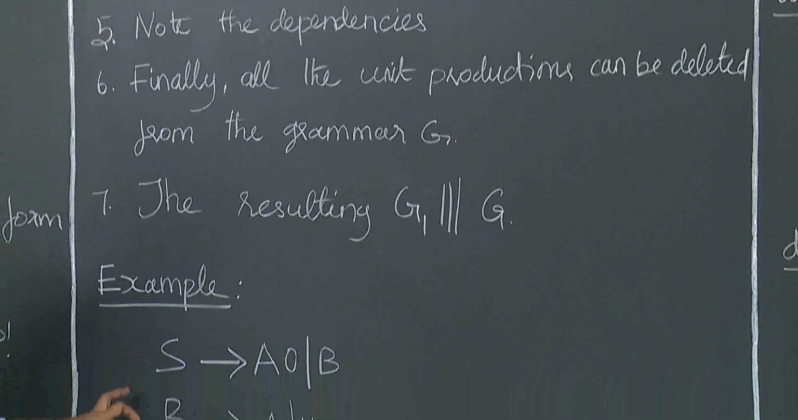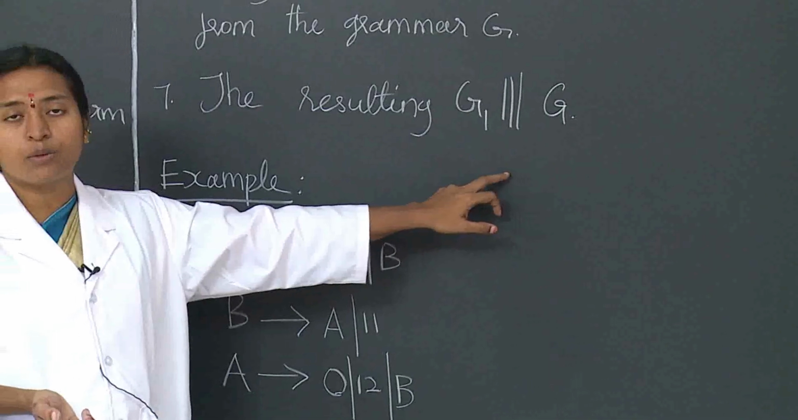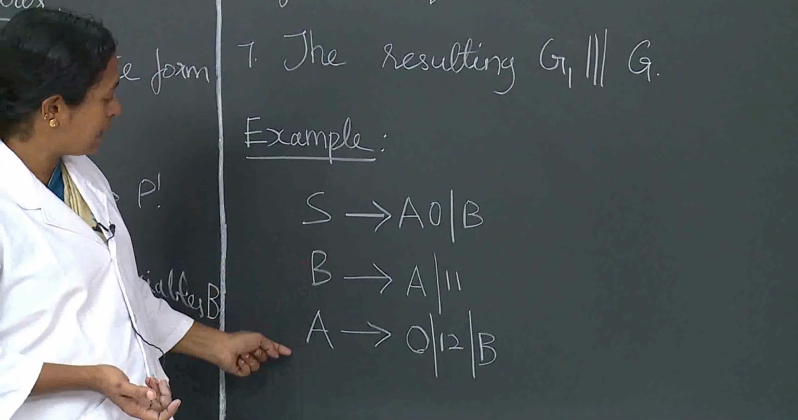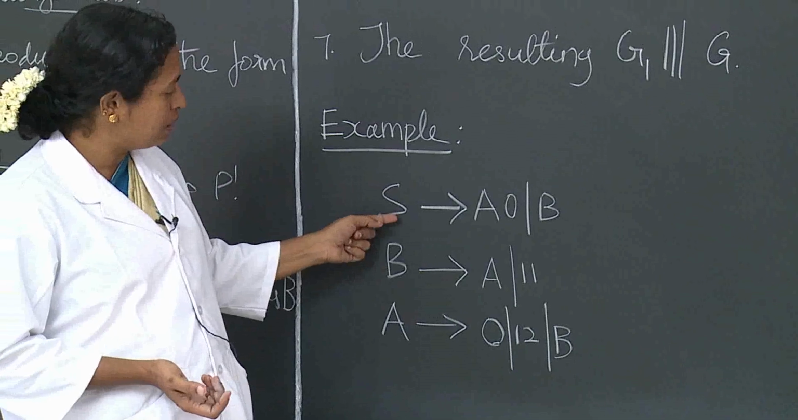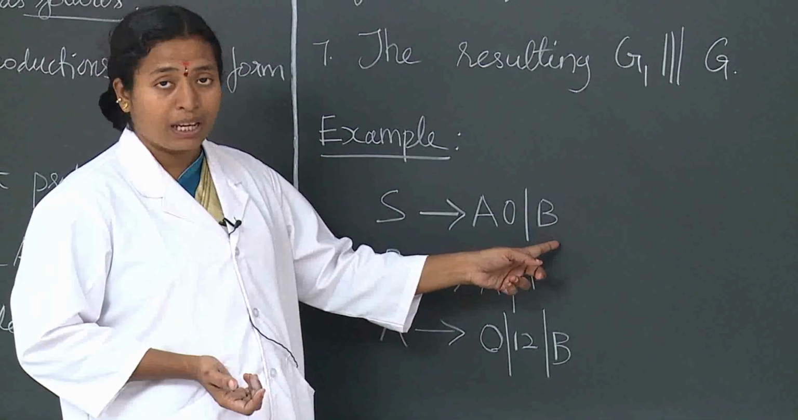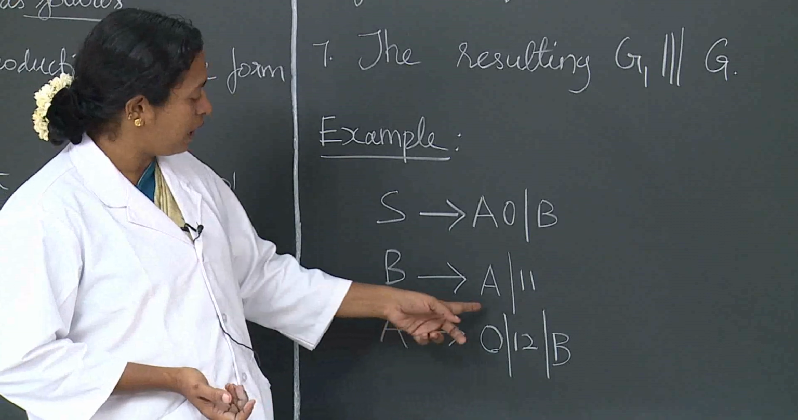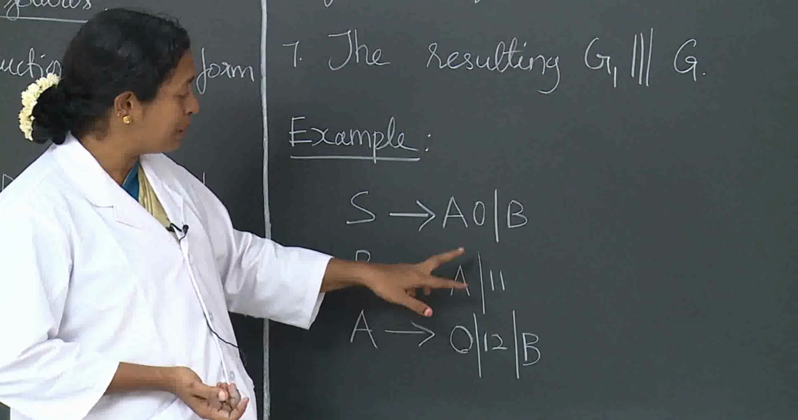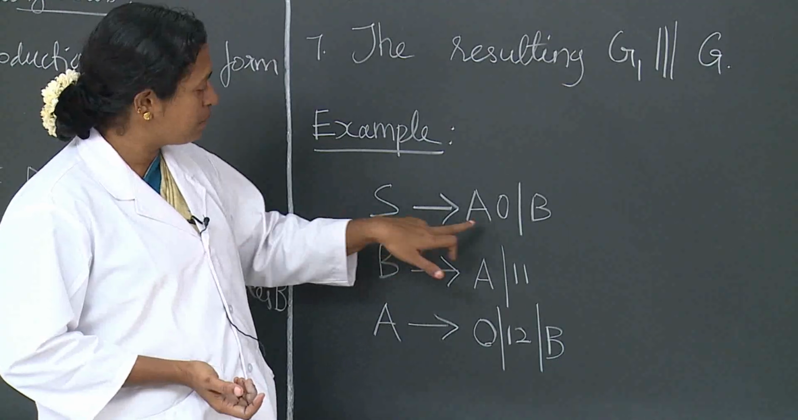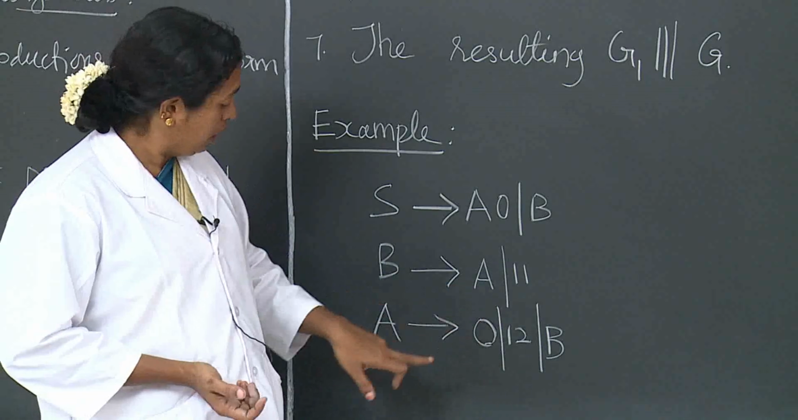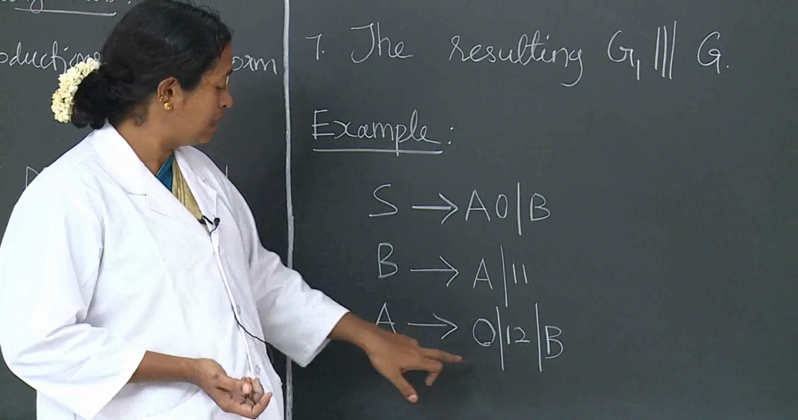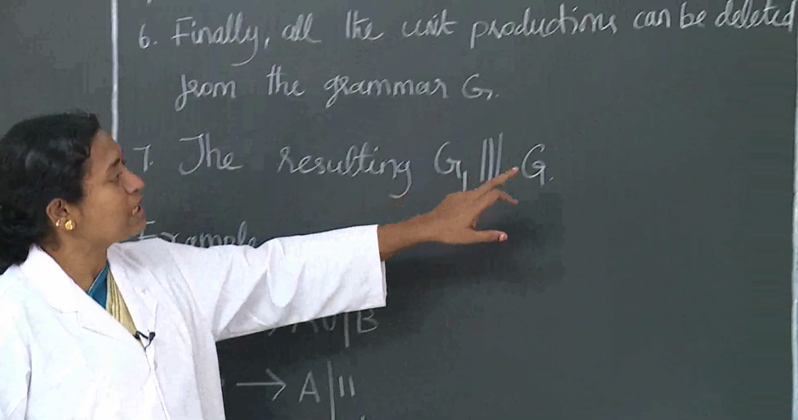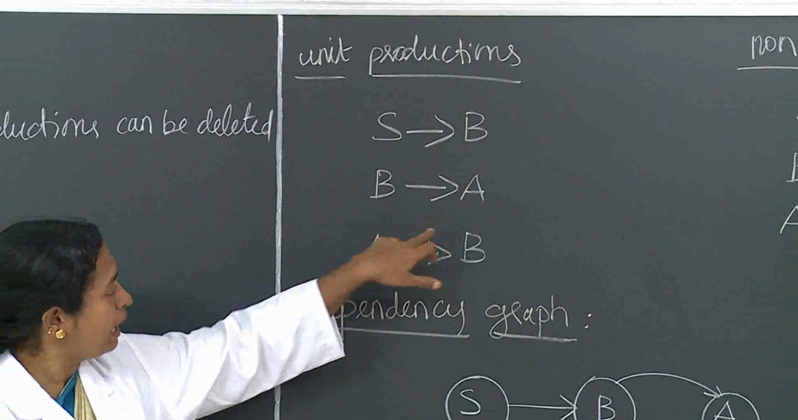We can see an example here. The resulting grammar will be equivalent to the original grammar; there won't be any meaning change in the grammar. Now we can see an example. From the start symbol, A 0 and B are derived. Again from B, A 1 1 is derived. From A, 0 1 and B are derived. The terminals here: from the start symbol, 0; from B, 1 1; from A, 0 1 2 are derived. These are the terminals. Now the unit productions here are S tends to B, B tends to A, and again A tends to B.